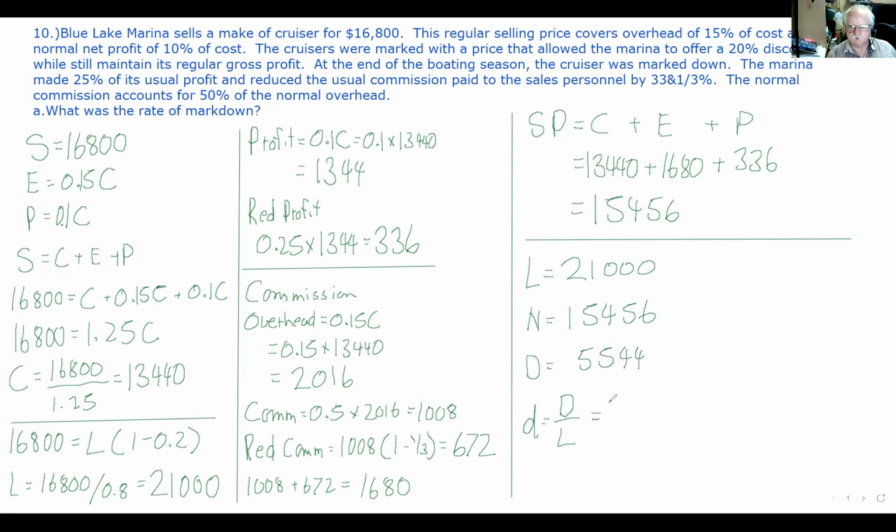And I don't know what the difference is. 5544. So we can take 5544 divided by the 21,000 times 100 and see what we get. I'm getting 26.4%.